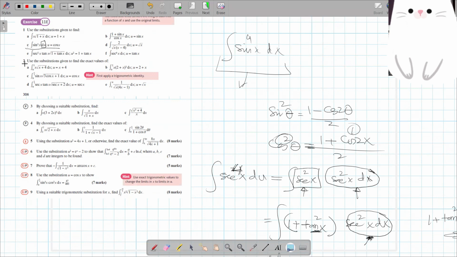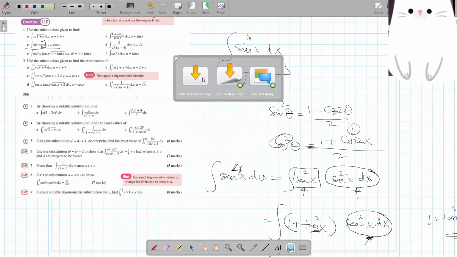The ones with the limits, I think, are from two. They just take long. What about something from question three? Should we do 3A? Because this one doesn't tell you the substitution.